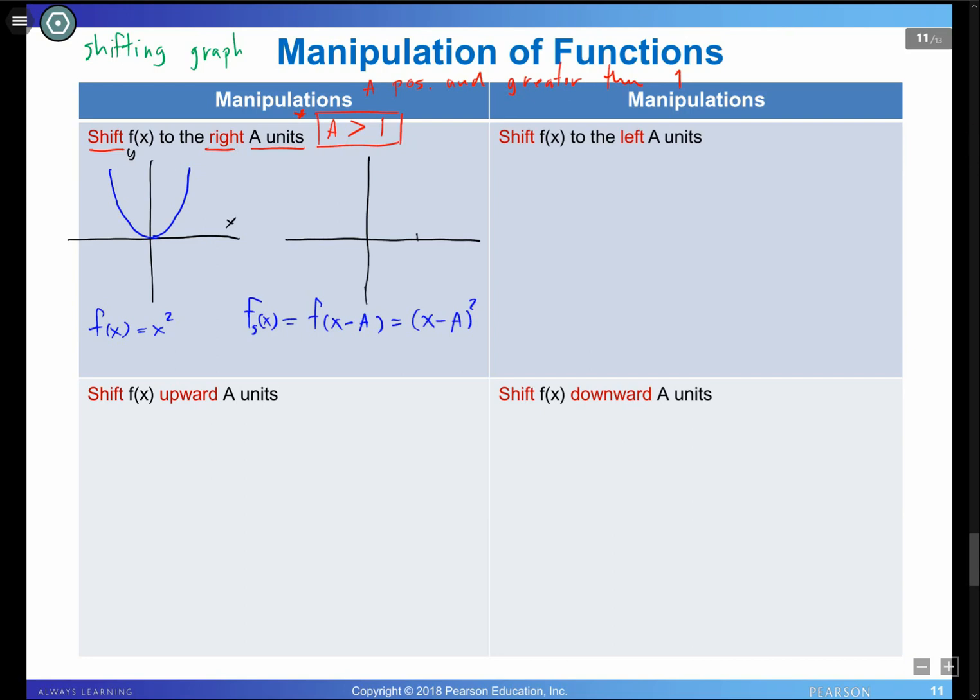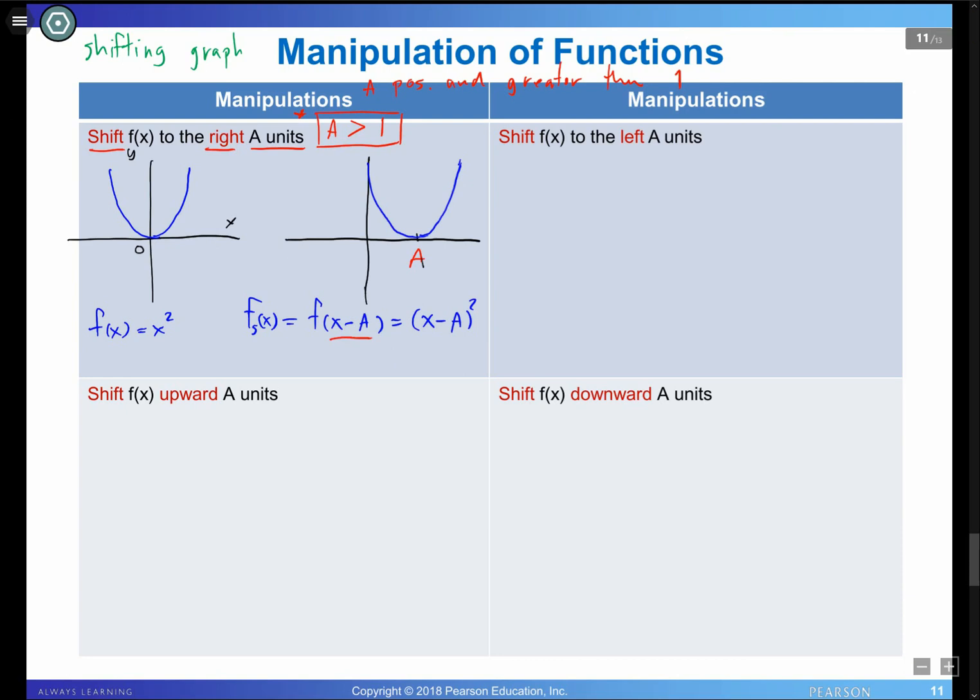At this point, let's say that this point is a. And you are going to get the exact same parabola. But this time, it's going to touch the x-axis at x equal to a instead of x equal to 0. Before it was at 0, the bottom of the parabola, but now it's at a. So there you go. You know what to do. Put minus a inside the function.